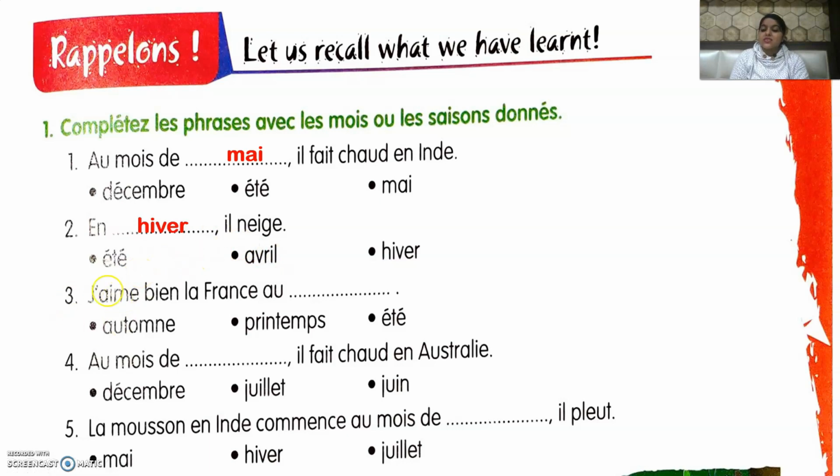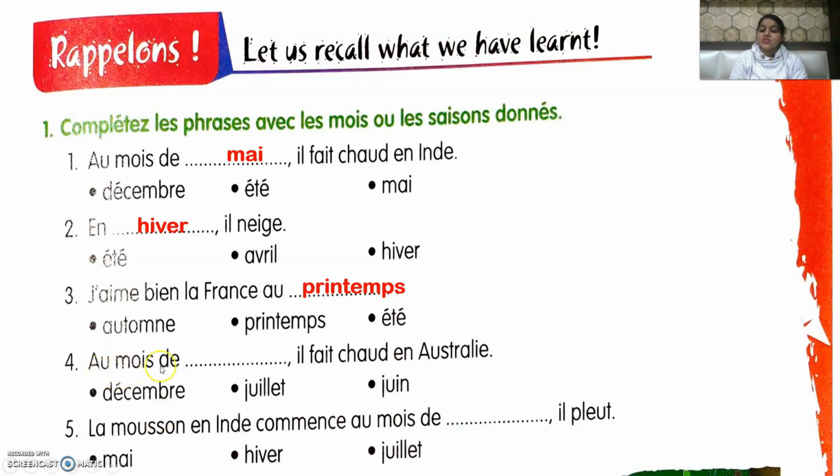Then third one, it's written: j'aime bien la France au dash. That means I love France more, or I like France more, in which season? So we will write down j'aime bien la France au printemps. France is very, very beautiful in the season of spring.